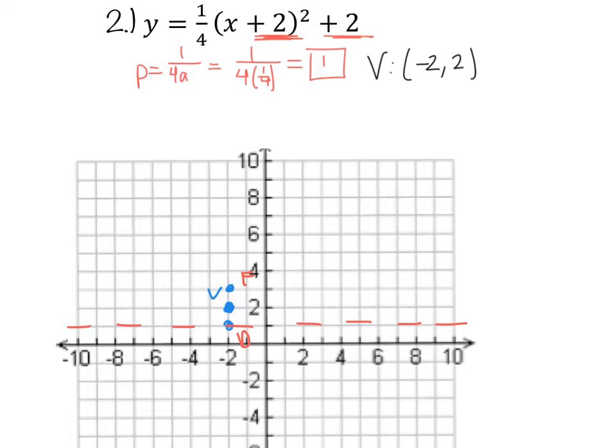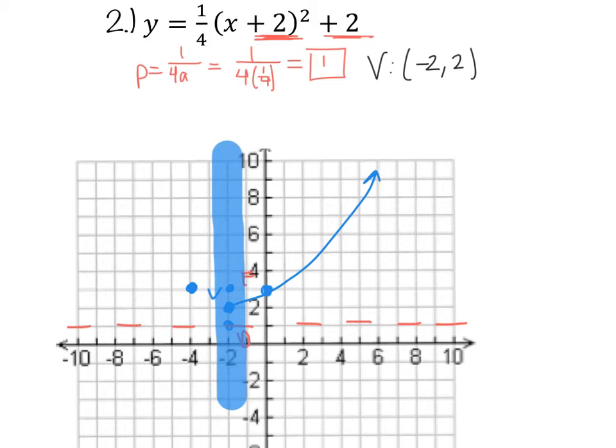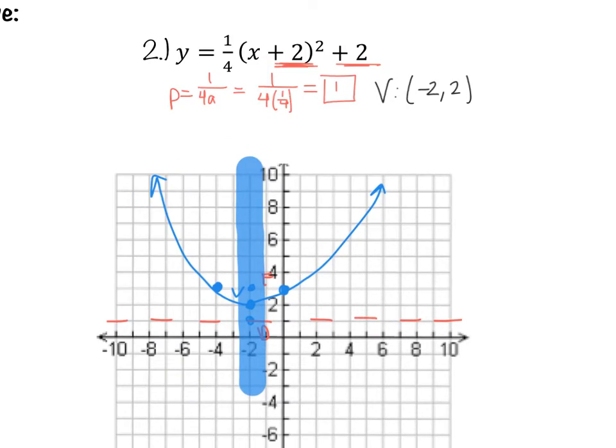Let's look at the table and find a whole number point. It looks like the whole number point is 0, 3. So I can plot 0, 3. 0, 3 is right there. Knowing that our parabola is symmetrical, I know I'm going to have another point on the other side, and I can graph it. So there's our parabola. So that's example number 2.